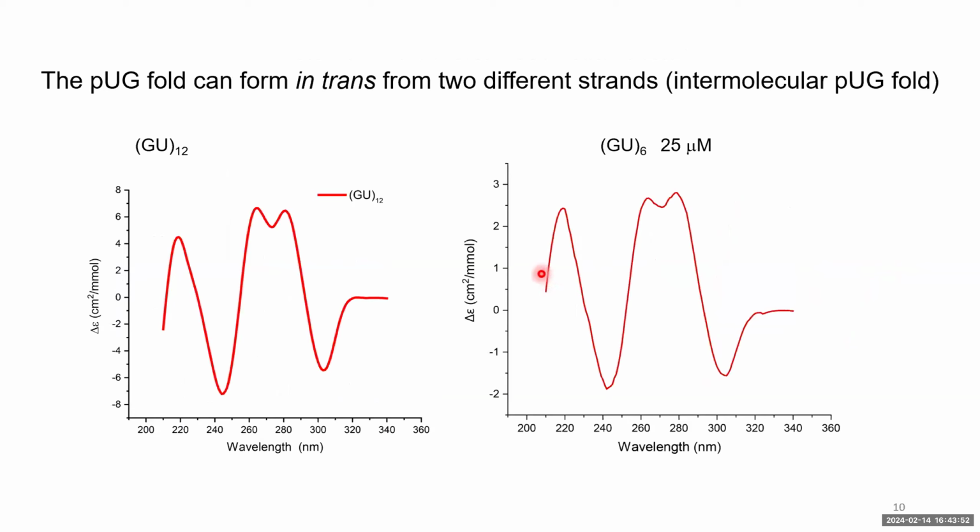We were then able to show that this PUG4 can form and transform 2 different strands of RNA using this short PUG repeat GU6, which is half the sequence length of the normal PUG sequence, which is GU12, and has all the same characteristic CD peaks, showing that we're able to get an intermolecular quadruplex PUG4 using 2 strands of GU6 versus 1 for the previous structure we solved.